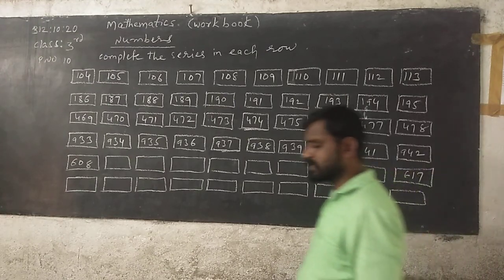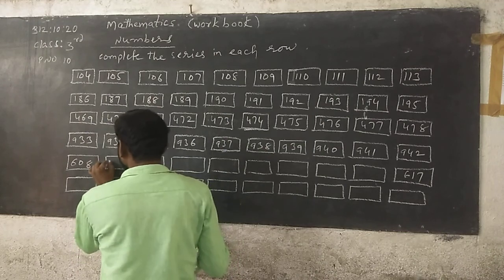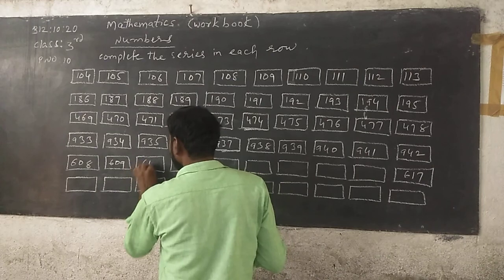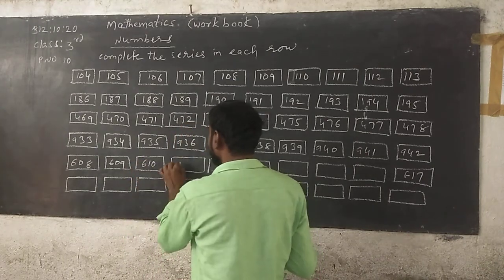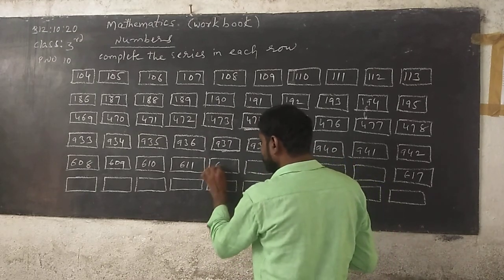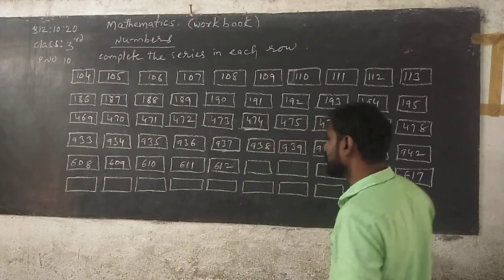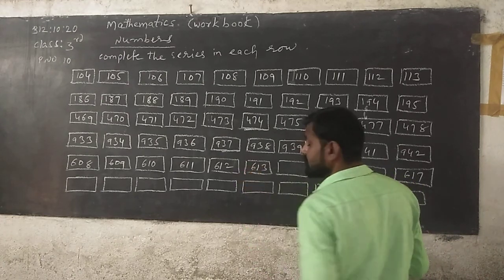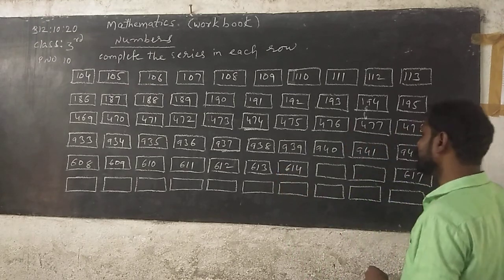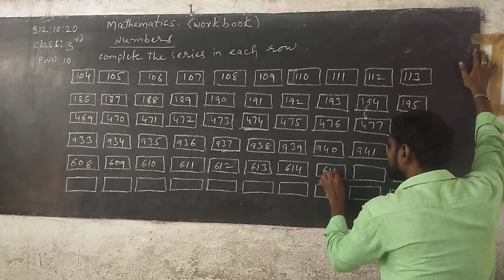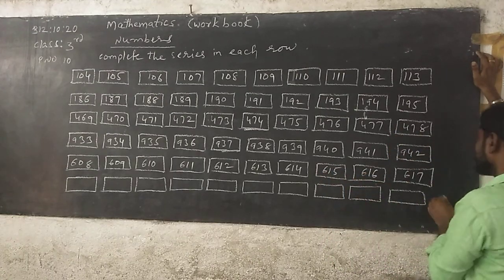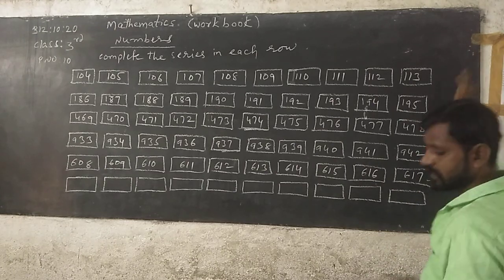608 after 609. 609 after 610. 610 after 611. 611 after 612. 612 after 613. 613 after 614. 614 after 615. 615 after 616. 616 after 617, already given.